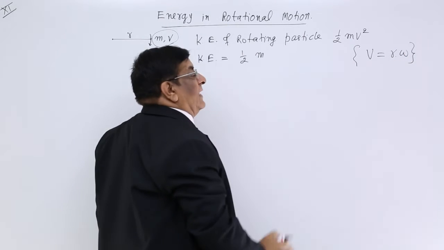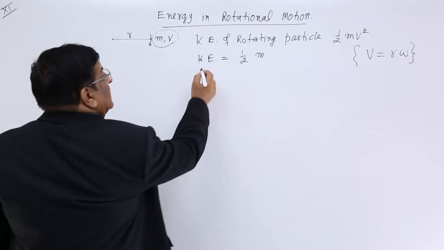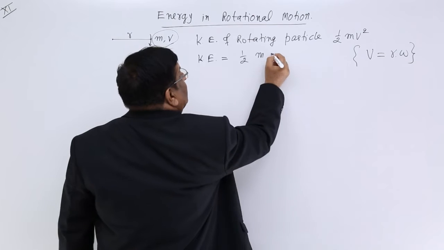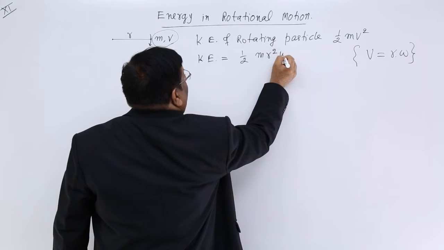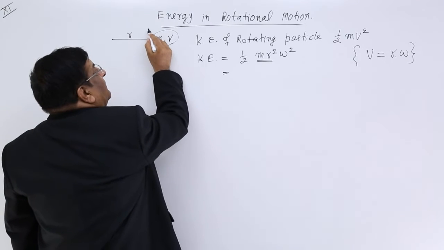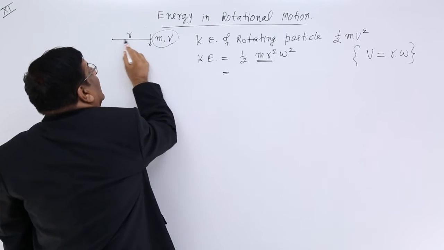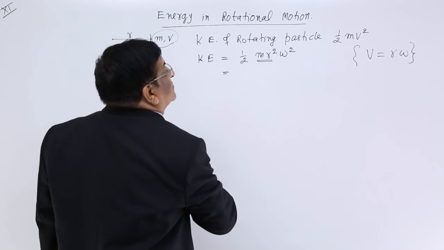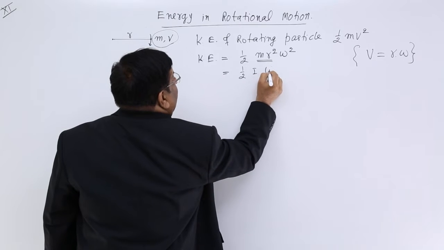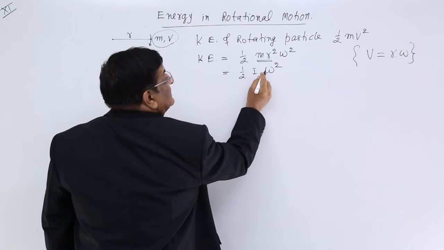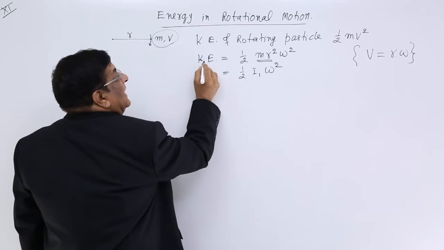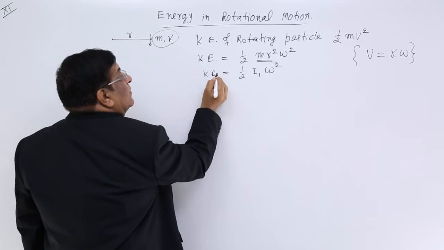This we have already done. Okay, so kinetic energy is equal to half m v square. v square is equal to r square omega square. And this mr square, if it is making a rotational motion, is its moment of inertia. So this is half I omega square. This is the moment of inertia of this one particle, and this is the kinetic energy of this one particle.